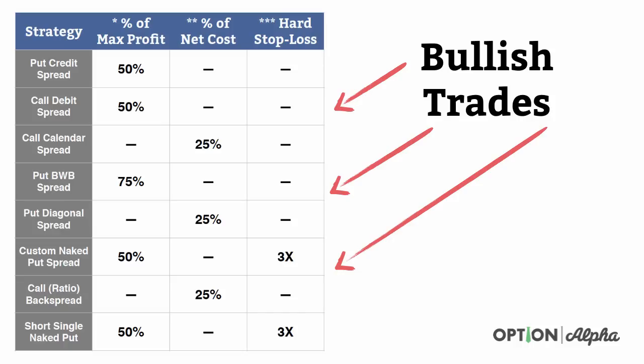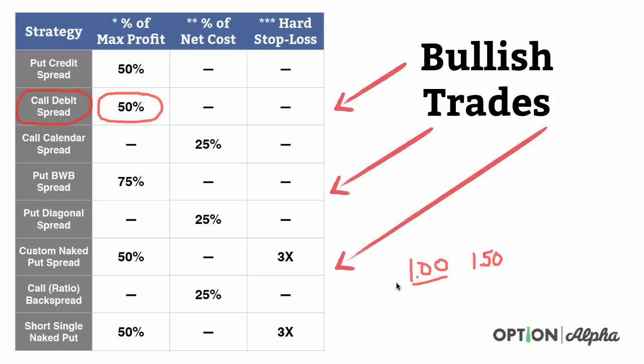And you can see here that for bullish trades, let's say we were doing a bullish call debit spread, okay? We'd want to take that trade off at 50% of max profit. So that means that if we enter that trade, let's say for $1, and we can make $1 on the trade, then we want to take that trade off once the trade increases in value to $1.50.